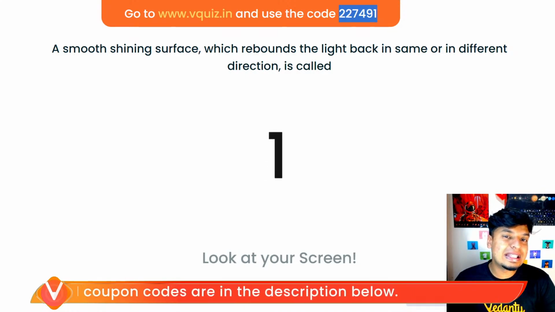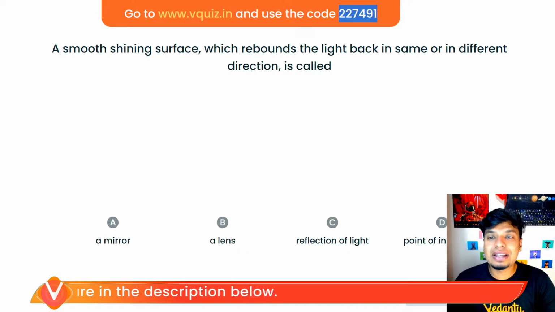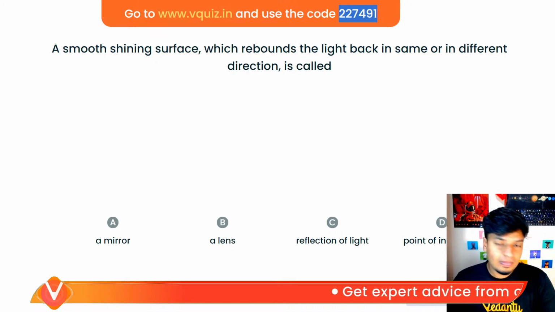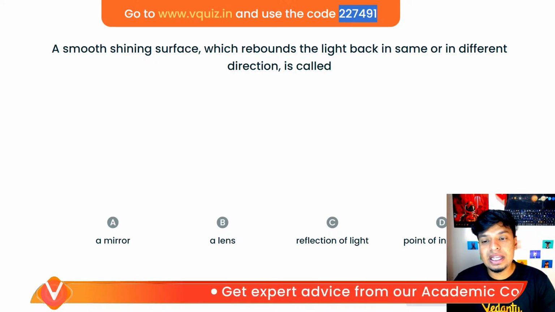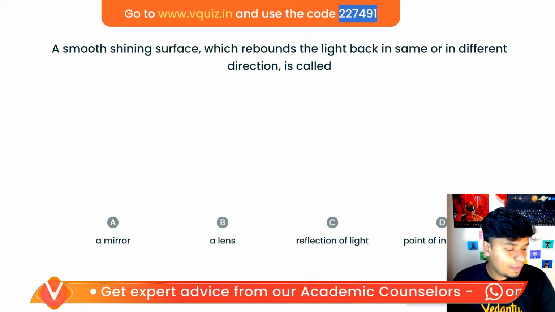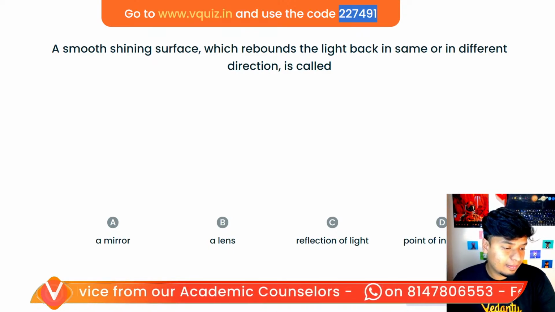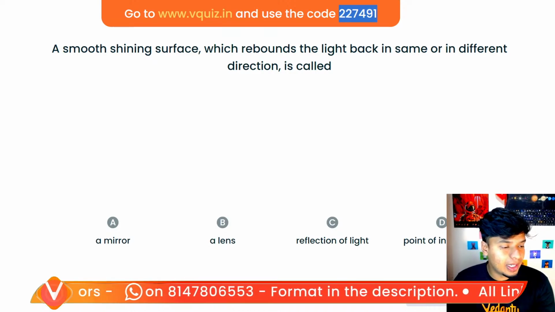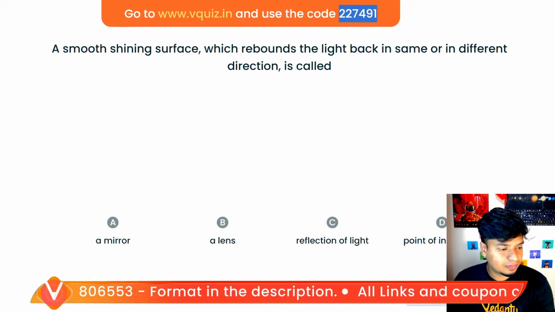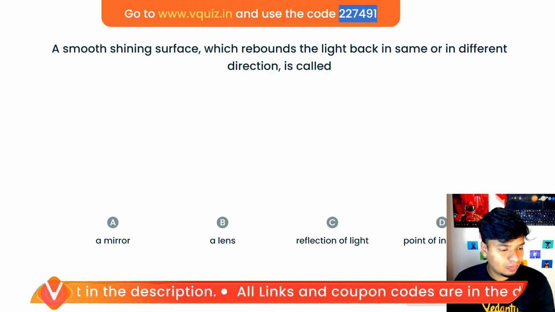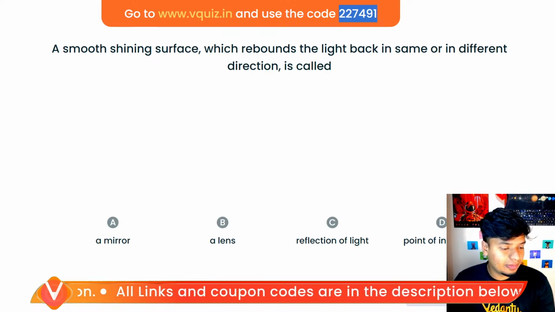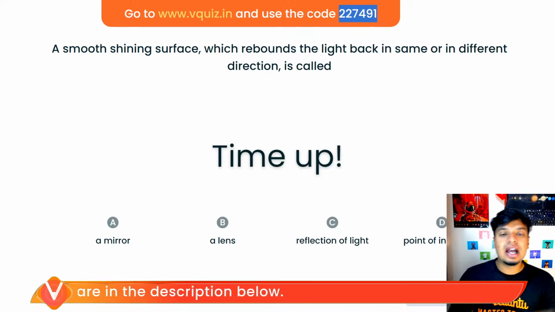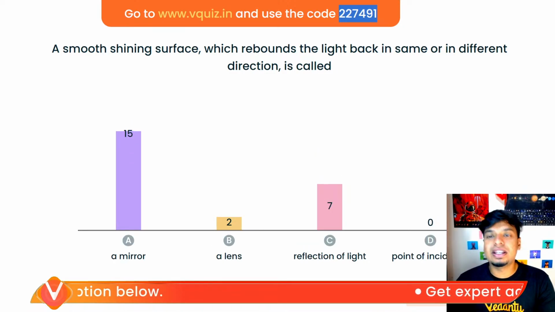A smooth shining surface which rebounds the light back in the same or different direction is called what? A mirror, a lens, reflection of light, point of incidence. Hey Ipsita, hello, I'm great Ipsita, thanks for asking. Come on, simple. Simple, come on, quick. Time up, and your answer should be a mirror.